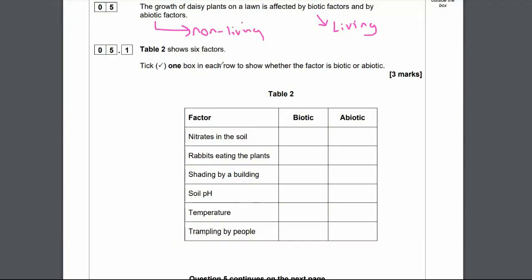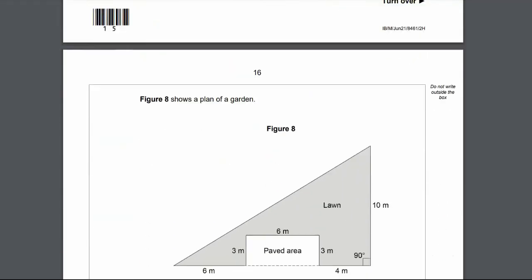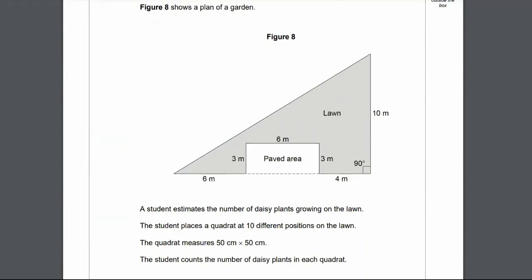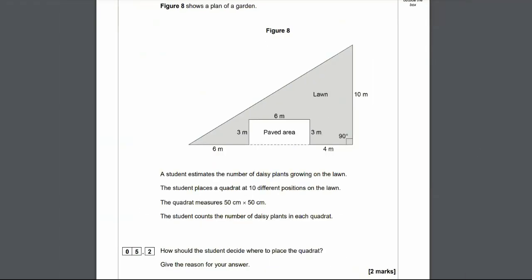Well, first of all, you need to know what biotic and abiotic means. So, biotic means alive or living factors, and abiotic means non living. So, just go through and put the ticks where there's living things. So, rabbits eating plants and people trampling plants, those are both caused by living things, and the others are all not living things.